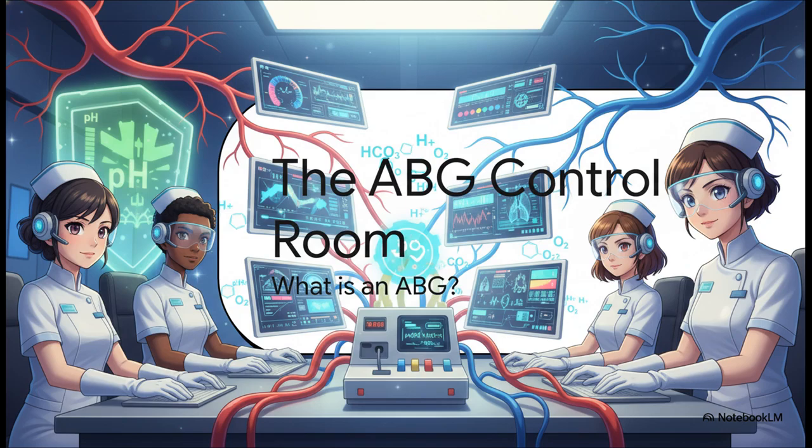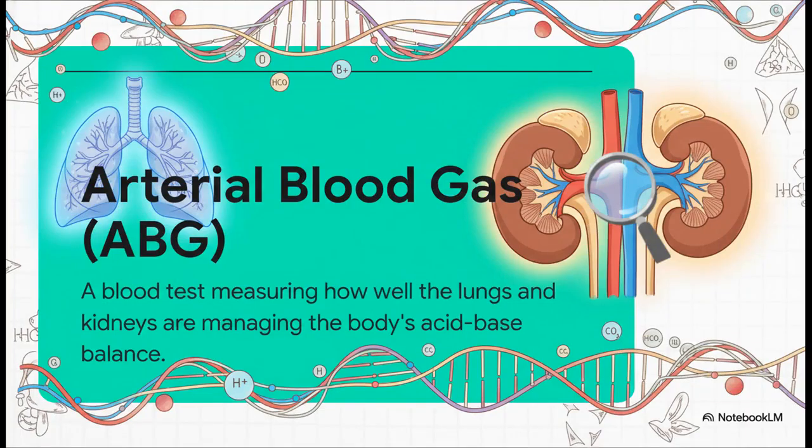So what even is an ABG? And why do we as nurses care so much about these numbers? Think of it like this. An ABG is basically a report card for 2 of the hardest working teams in the body, the lungs and the kidneys. It tells us exactly how well they're doing their job of keeping our body's pH in that perfect, delicate balance needed for life.